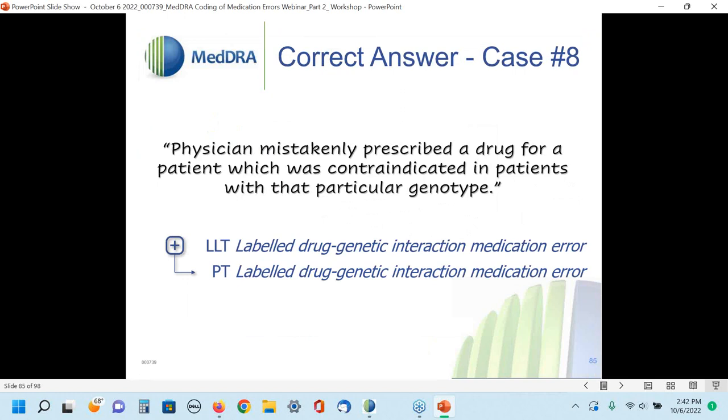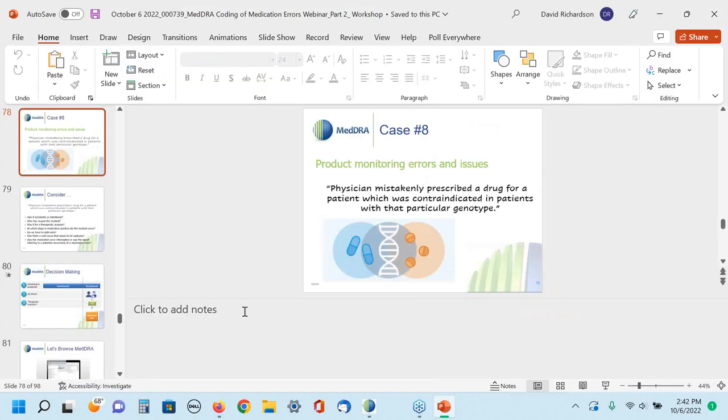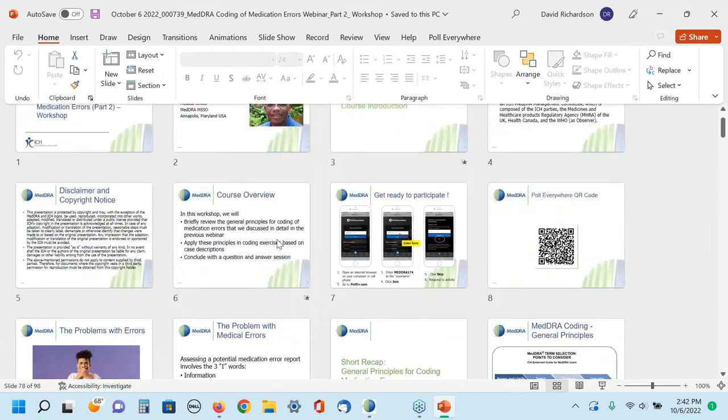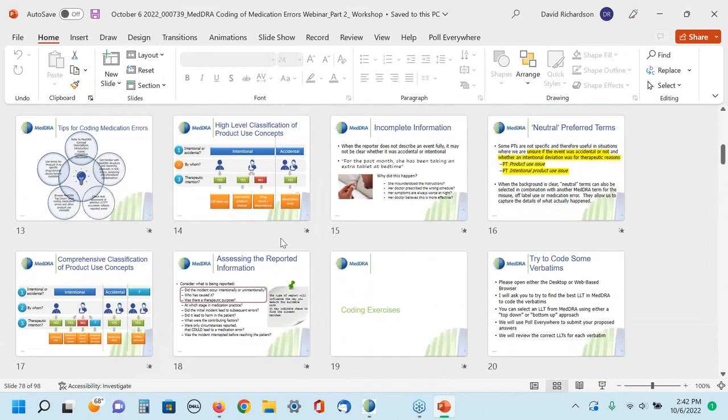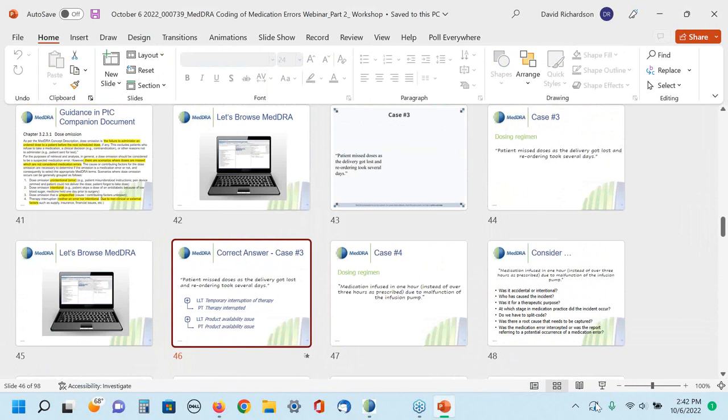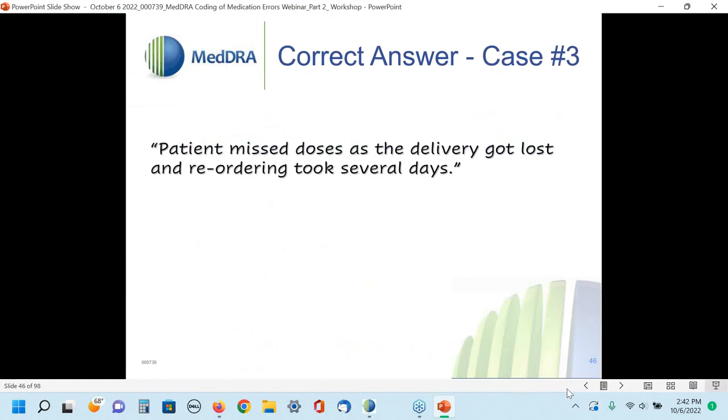Other questions? I think this is our last question at the moment, and it goes all the way back to case number 3. It's about the search logic, and they said, would it work for us to search for interruption, then PT product supply issue, LLT drug supply chain interruption, then a product supply issue, and then temporary interruption of therapy LLT? That's a lot in that question. The answer to the question is, if it got you to the right answer, then whatever you suggested just now sounds perfectly fine to me.